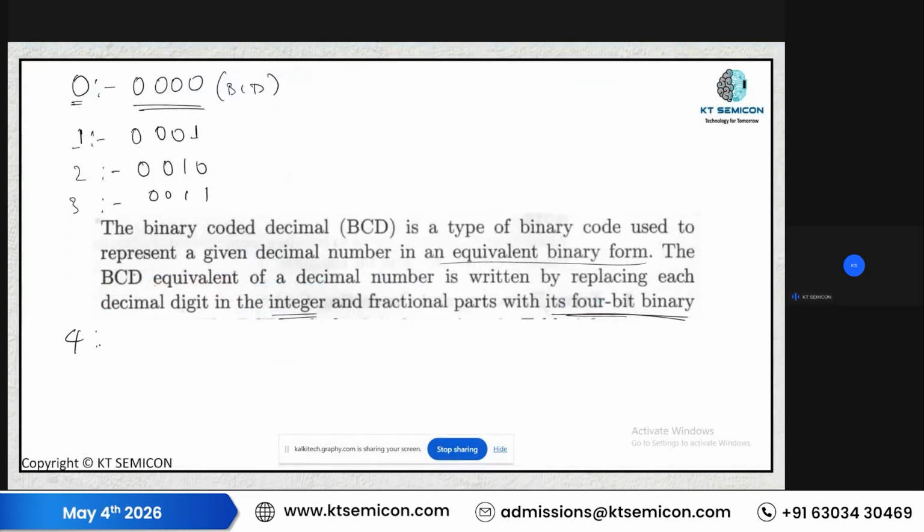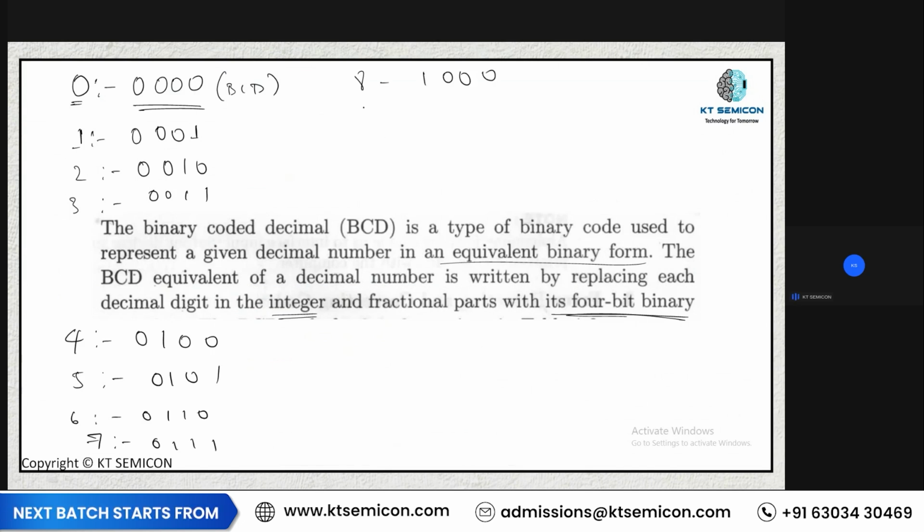Coming to 4, it is 0100, and 5 is 0101. 6 is 0110, 7 is 0111, and coming to 8, it is 1000. Okay. Now, if I want to represent 9 in my BCD representation, it is 1001.